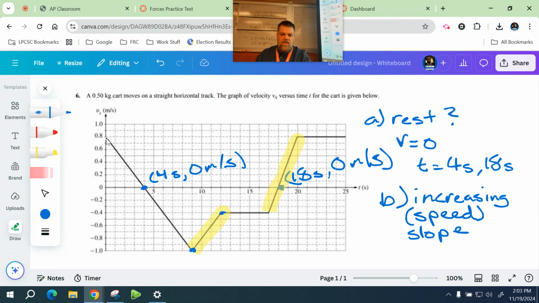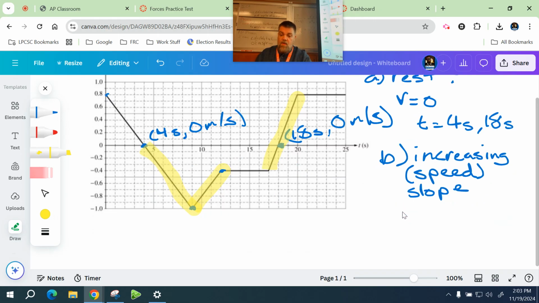So right here, the velocity is about 0.8 meters per second. It's decreasing. But now from here on down, we go from 0 meters per second to a negative 1 meter per second. That's an increase in speed in the negative direction, right? So that one is going to be an increase in speed from the time 4 to 9 seconds.